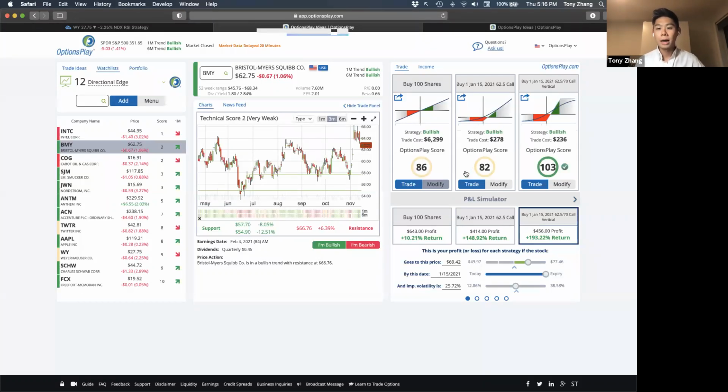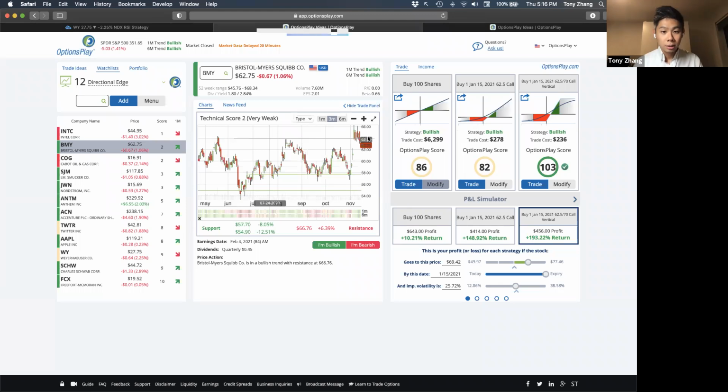So that's why we created the OptionsPlay score, so that you can actually compare apples to apples, the different types of risk to reward metrics. So that's what the OptionsPlay score is telling you, which one gives you the best risk to reward metric based on a reasonable trading range of this particular stock. How is the score smooth? It's because of time. It takes a long amount of time into consideration to smooth out the technical score.